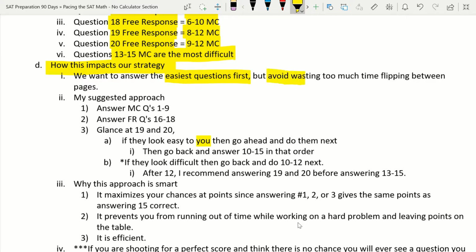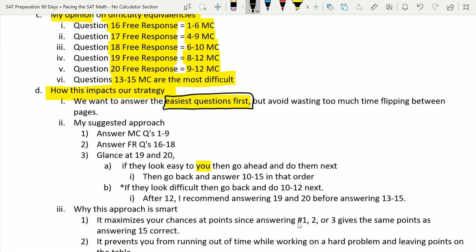By doing that, obviously, we're going to avoid wasting too much time trying to solve a problem we might not get. But at the same time, even though we want to answer the easiest questions first, that doesn't mean that we want to just keep flipping back and forth between the free response and the multiple choice sections. We don't want to keep going back and forth, because that would waste time flipping between pages. So it's a balance between the two.